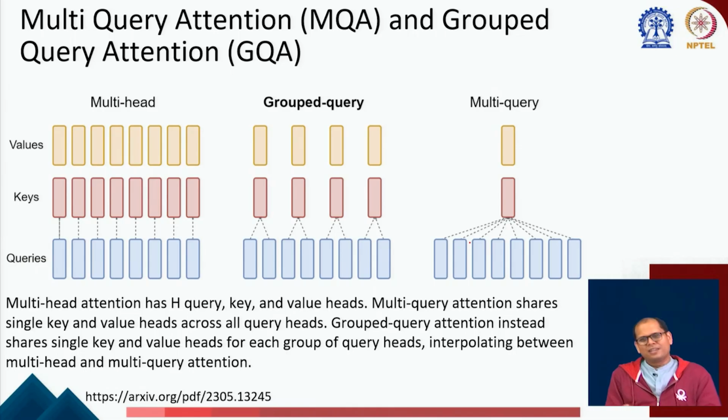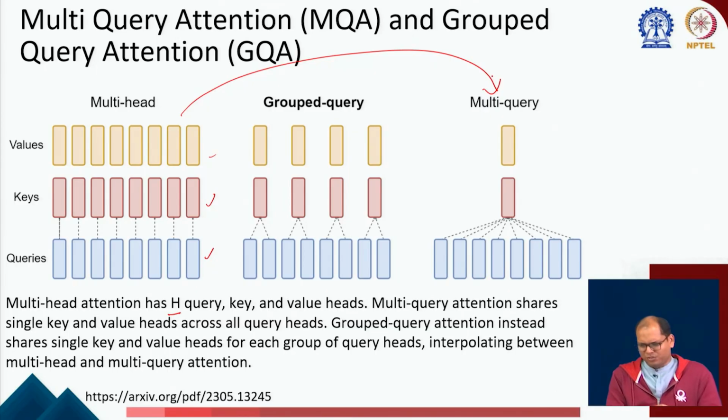Now coming to another aspect on how you can save in computation. Till now we talked about various attention patterns, but here is another way. In general, this is how your multi-head attention goes. Let's say you have h heads, so you have h copies of the query, key, and value projection matrices.